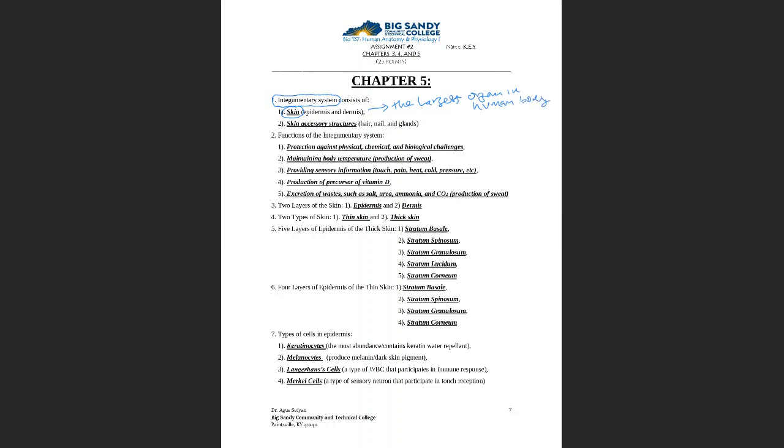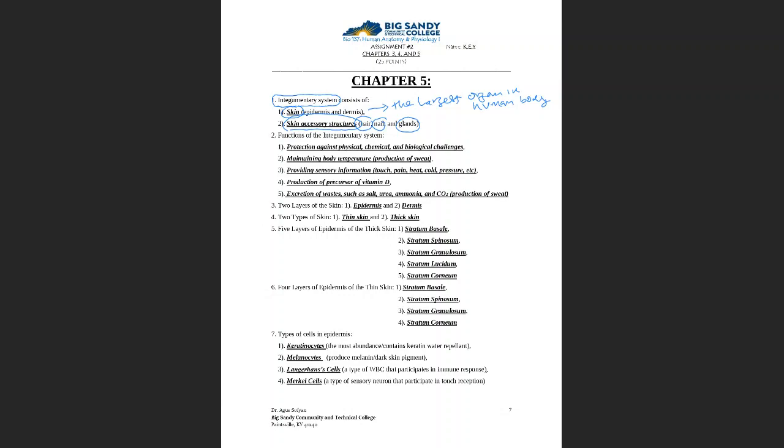That's the skin. The skin also has some structures. They are called accessory structures, like hair, nails, and glands. Okay? Those are the additional structures on the skin.